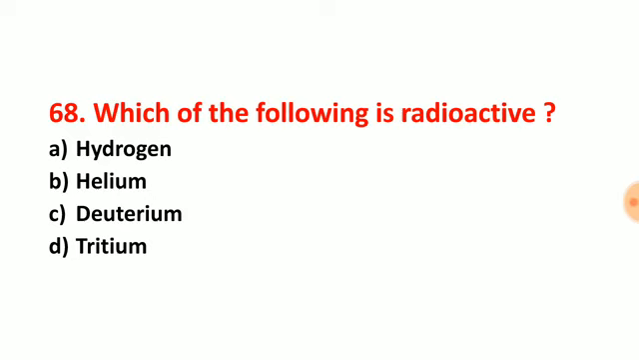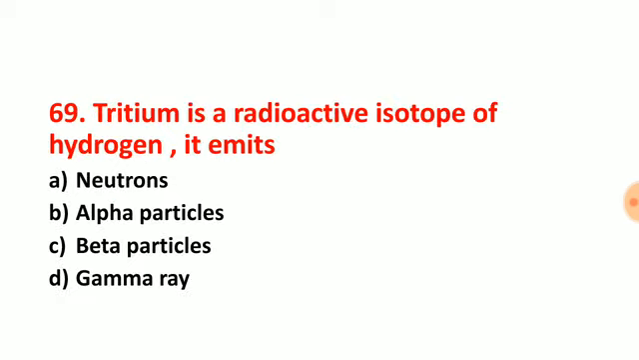Question number 68. Which of the following is radioactive? Among these three different isotopes of hydrogen, tritium is radioactive. It emits highly penetrating radiation. The process of emission of penetrating radiation, or radioactive substances like alpha, beta and gamma, is called radioactivity. Among these, tritium exhibits such a phenomenon. Because of that, option D is the correct answer.